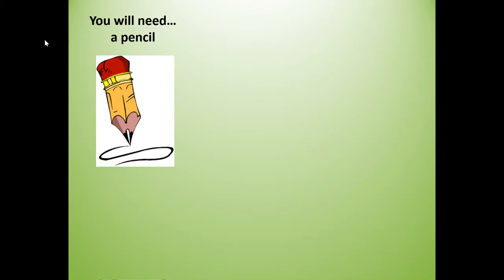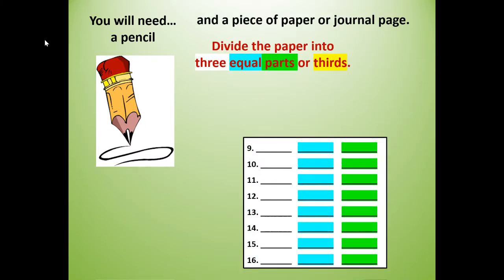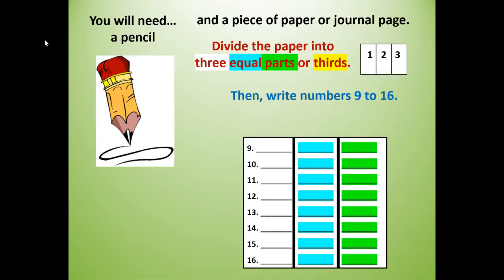Before this lesson, you will need a pencil and a piece of paper or journal page. You're going to divide the paper into 3 equal parts or thirds, and then you're going to write your numbers 9 to 16. So if you don't have your materials, push pause, get your materials, and when you're ready to join me, push play.